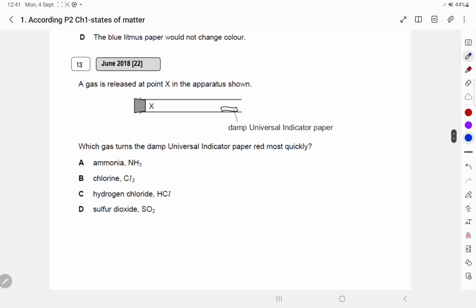Okay, a gas is released at point X in the apparatus shown. Which gas turns the damp universal indicator paper red most quickly? So we have to calculate firstly the MR of each one, but we have to choose the one which is acidic because it will turn the universal indicator paper red. So if you calculated the MR of ammonia as we did before, it is 17. Chlorine is 2 multiplied by 35.5, so it is 71. HCl is 36.5. Sulfur dioxide is 32 plus 2 multiplied by 16, which is 64.